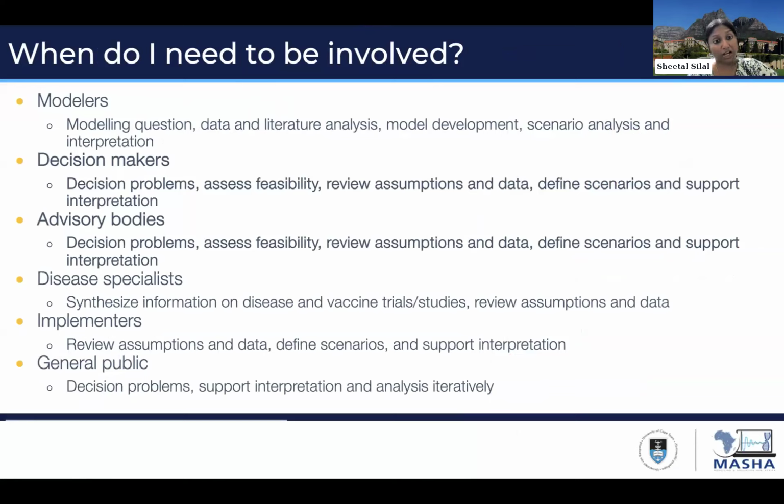They will be involved in actually developing the model themselves. So writing up the computer code, formulating the structure of the model that will form the engine of the modeling analysis. That will govern how disease is transmitted, how vaccines are implemented, and what the impact of those vaccines will be on a wider population.